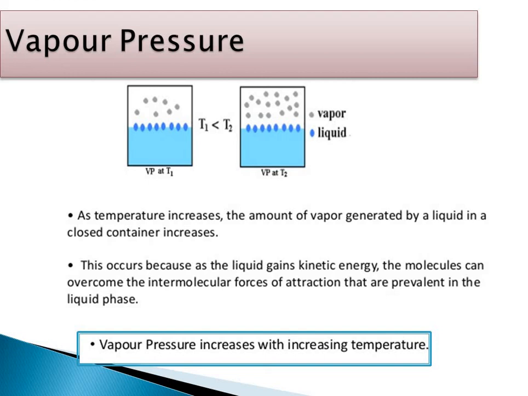Then vapor pressure is the next property. So I think we will stop here, or we'll see at least vapor pressure. Vapor pressure is nothing but the pressure developed due to the vapor. Temperature increases the amount of vapor generated by a liquid in a closed container. This occurs because the liquid gains kinetic energy. The molecules can overcome the intermolecular forces of attraction that are prevalent in the liquid phase. So vapor pressure increases with increasing temperature.